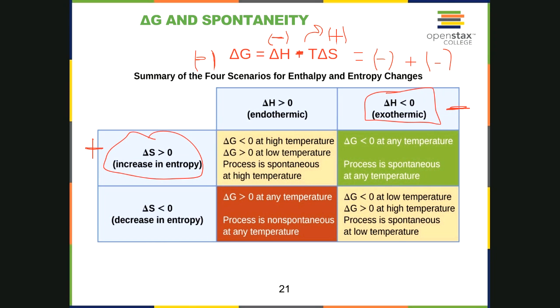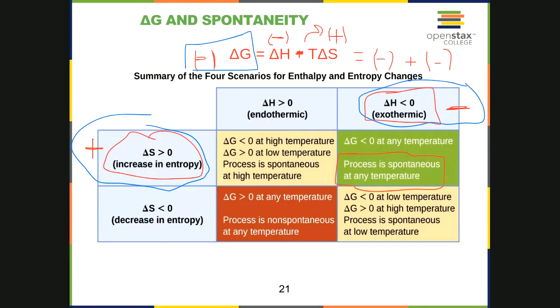And what we said before was negative Gibbs free energy is going to make the process spontaneous in the forward direction, no matter what the temperature is. Okay, I'll give that a chance to sink in. If the enthalpy is negative, and if the entropy is positive, then you're going to end up with a negative Gibbs free energy, and that's going to make it spontaneous at any temperature.